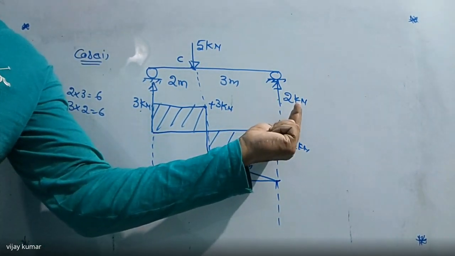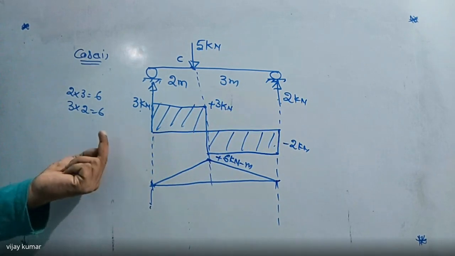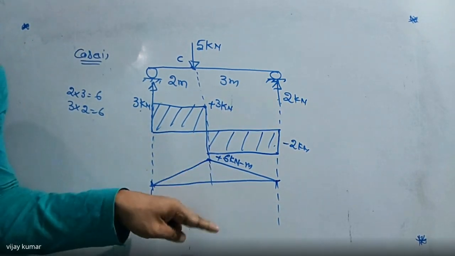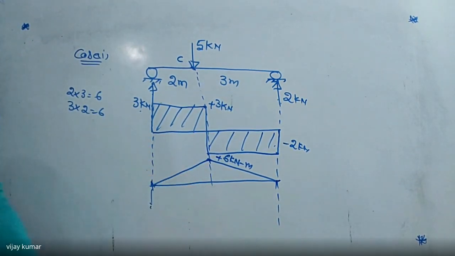I am always coming from right to left. If you are coming from left to right, this is in the downward direction. Why? Because we are taking a negative value. Did you get my point or not? So this is the way of drawing the shear force and bending moment diagram when the load is away from the center.